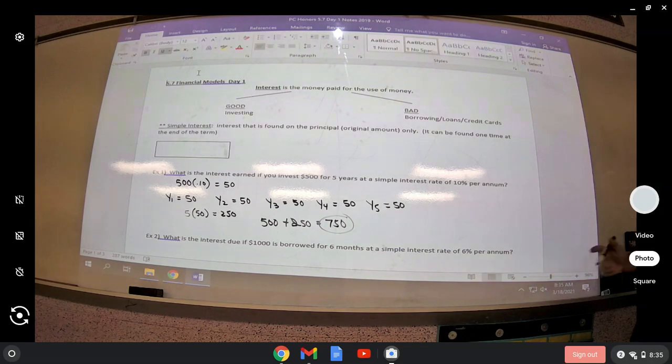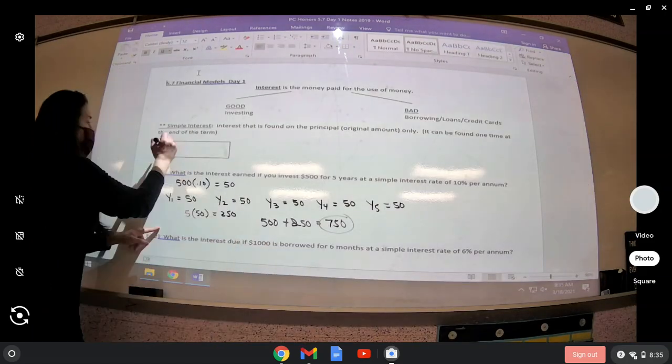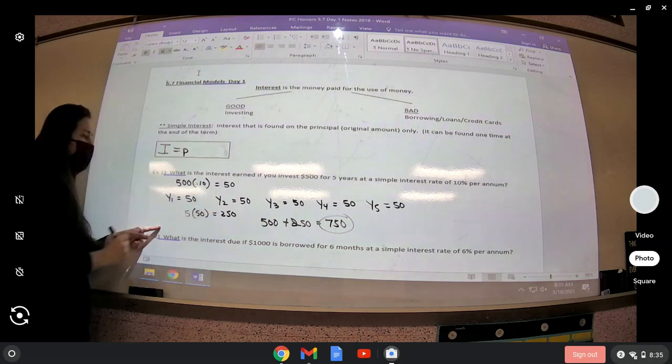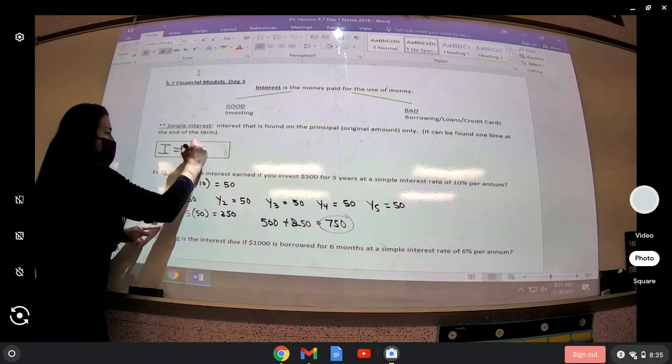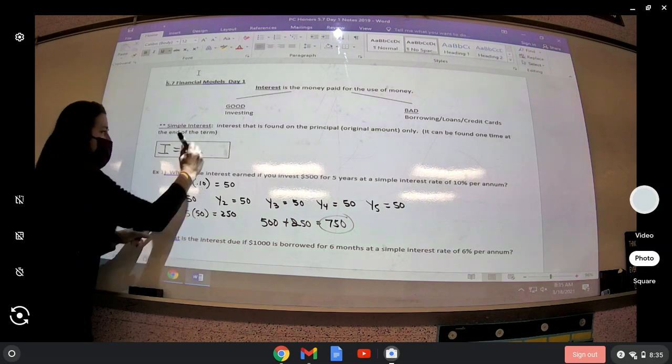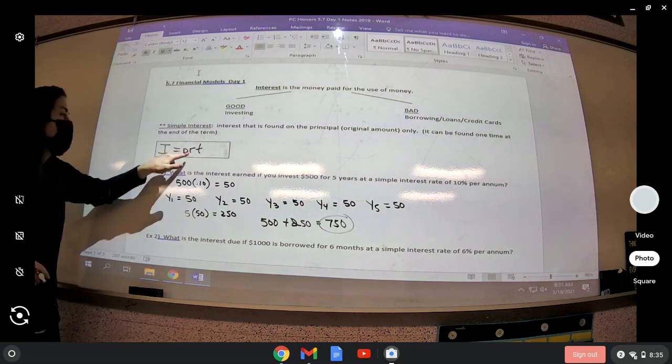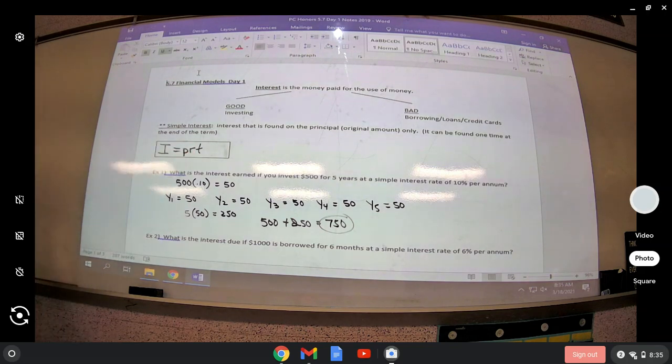So guys, an easier way to calculate your interest earned is to take your principal, the $500, times it with the rate, and then times it by the time, 5 years. So simple interest is literally found just by taking your principal, your rate, and your time and multiplying them together.